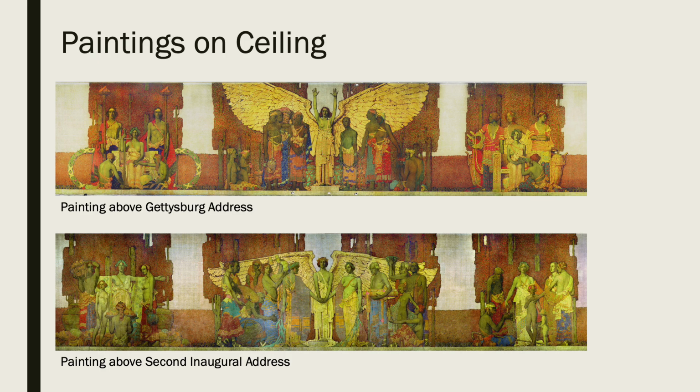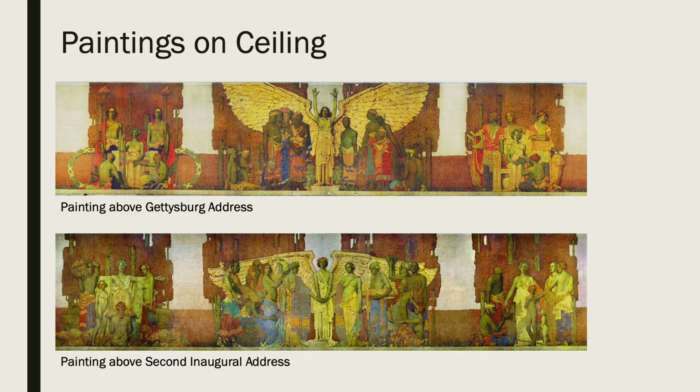If we look directly above each of the inscriptions, the Gettysburg Address inscription and the second inaugural address inscription, we can actually see a set of paintings corresponding to each one. These paintings are additional symbolic portrayals of the principles and ideas that President Lincoln dedicated his life to.